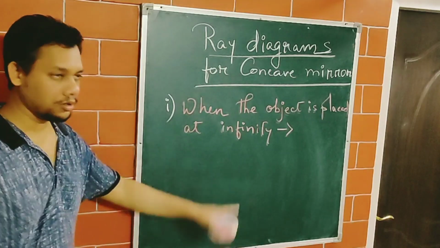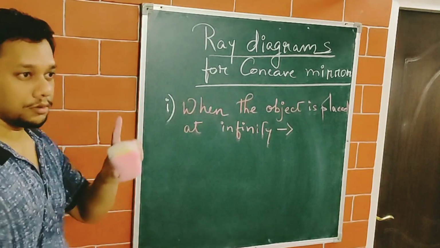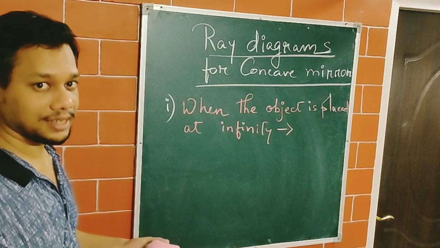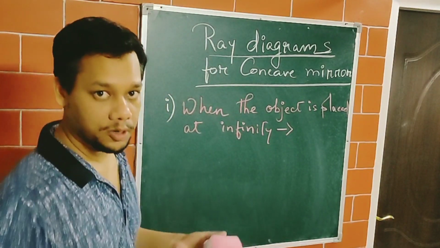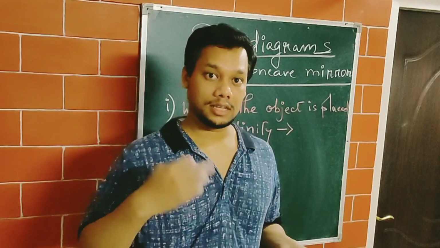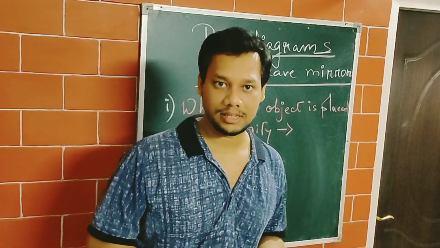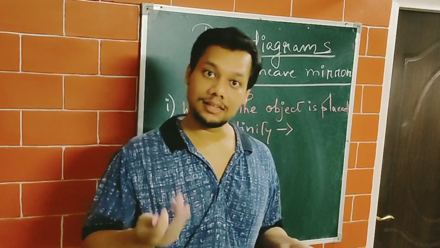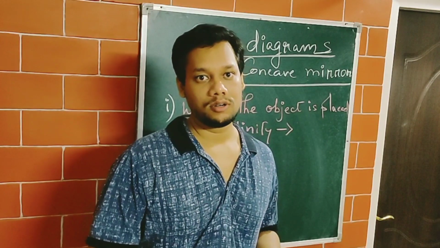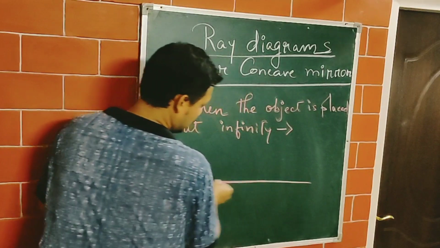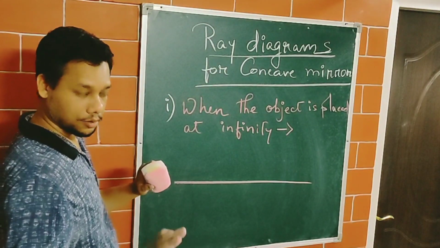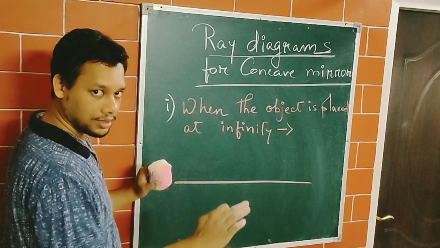Before drawing all the ray diagrams, I will show you the main positions where the object can be placed. In the case of concave mirror, there are 6 positions where we can place the object. So there will be 6 ray diagrams for concave mirror. Just see, no need to write this one. You can draw it in the rough.